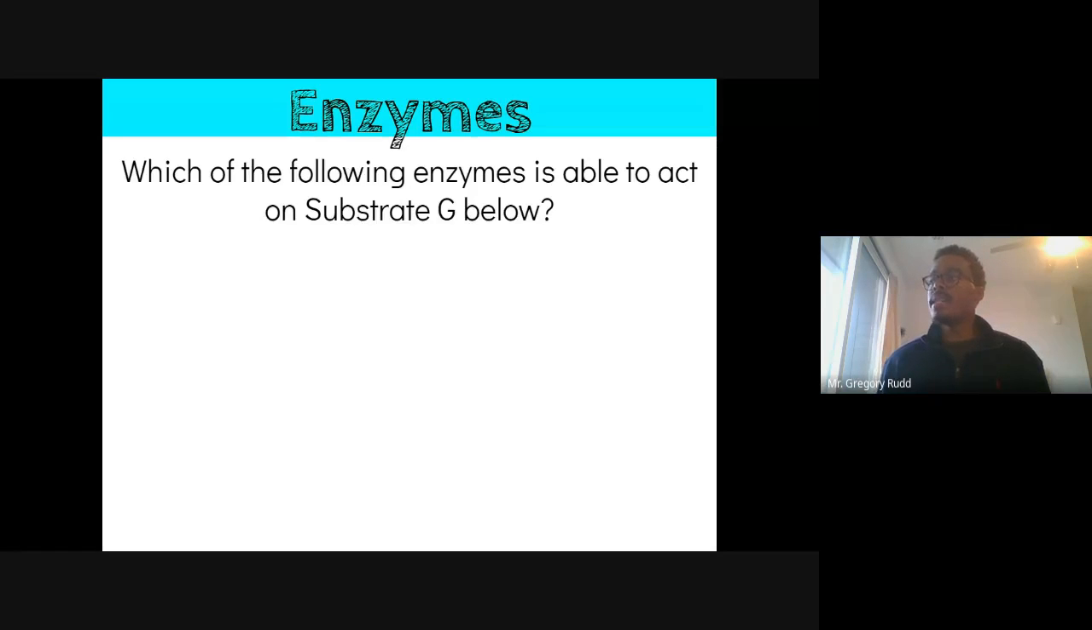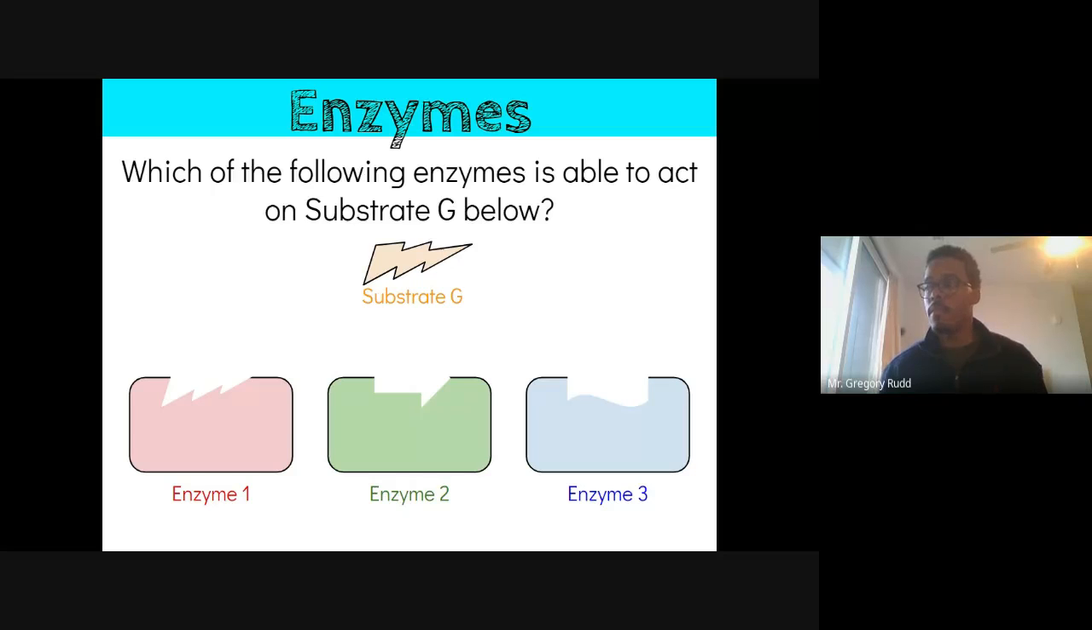Which of the following enzymes is able to act on substrate G below? So here's substrate G. Pay close attention to how it's shaped. So which of the following enzymes is able to act on that substrate? Which one of these enzymes that I'm about to show is actually going to fit with the shape of substrate G? Which enzyme will fit with substrate G?